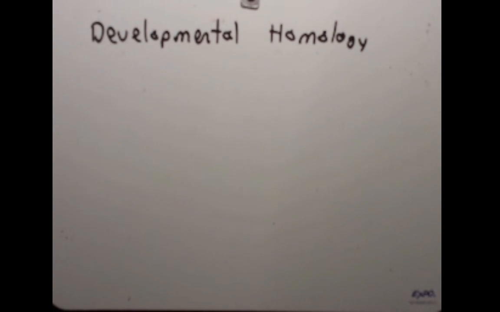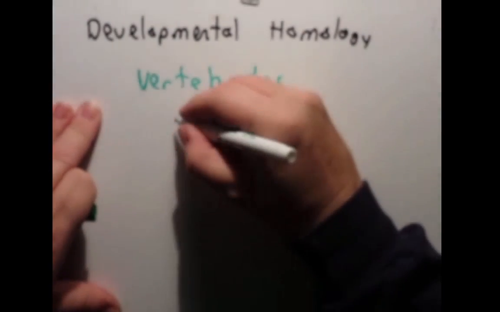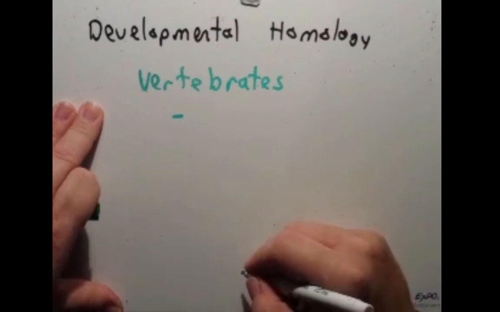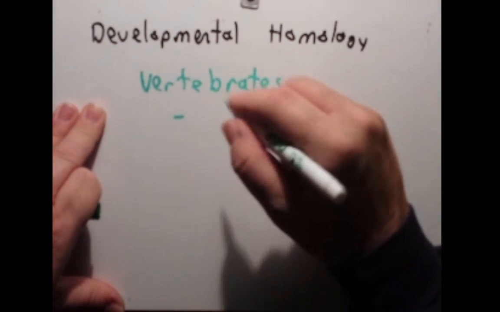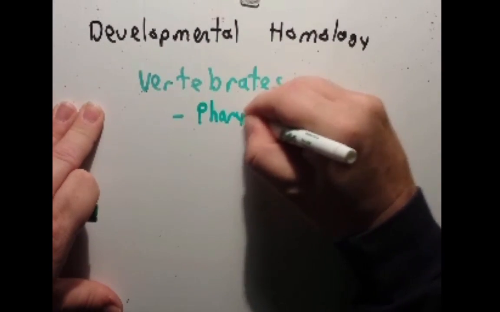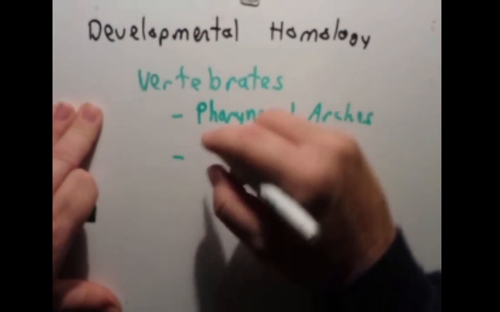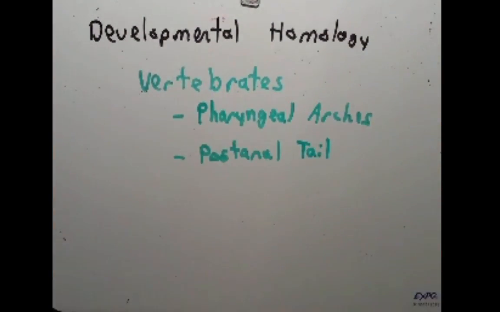Often, however, when we go back and look at the embryonic development of an organism, we can see some of those shared features. For instance, all vertebrates, as an embryo, have several things in common that we don't see in all adult vertebrate animals. The developing embryo has what are known as pharyngeal arches, and a postanal tail, and many other structures.